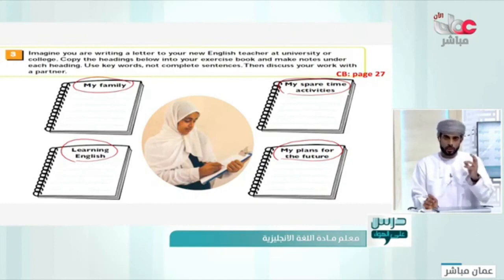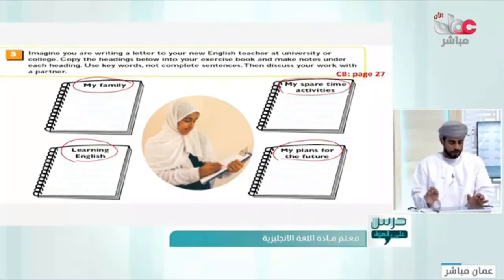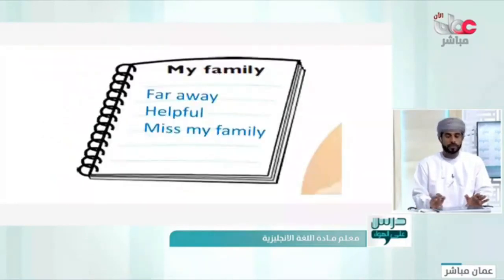So go through the email and see what kind of information you are supposed to insert. Talk about your family, about learning English, your activities in your spare time, and your future plans. For example, let's start with the family. You can write something about your family, just notes, not sentences, just phrases or words, like they are far away, or they are helpful, that you are missing your family, the place, maybe how many brothers and sisters you have got, and etc.